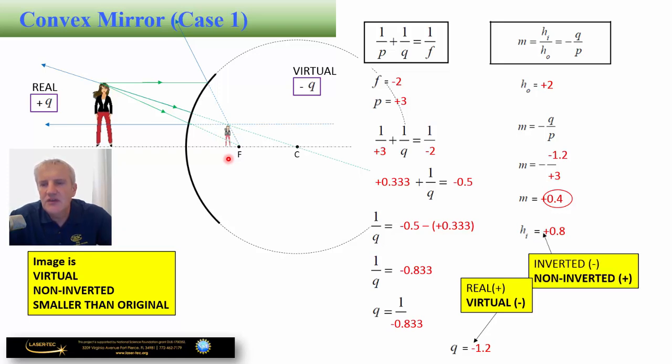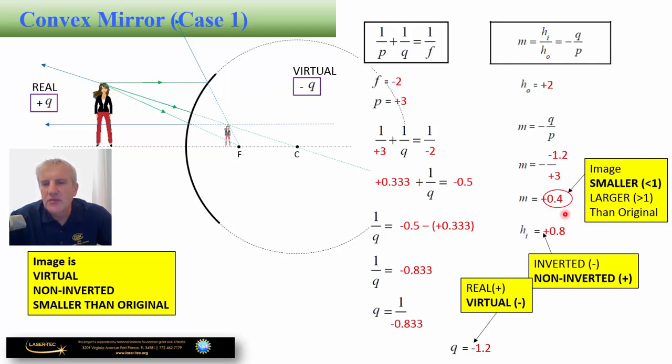And then if you look at the magnification, you can see the magnification is positive, which means that the mirror image is going to be non-inverted, or on the same side relative to the optical axis as the original. And finally, the fact that the magnification is less than 1 tells us that the mirror image is going to be smaller than the original. In this case, since magnification is equal to 0.4, the height of the mirror image is 40% of the height of the original.